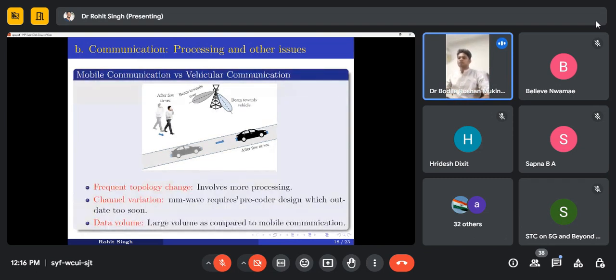So frequent topology changes in millimeter wave require precoder design, which becomes outdated too soon in the case of a fast moving user. Therefore, fast moving users cannot be easily supported with millimeter wave technologies. Why so? Because the transmission computation time is very large.